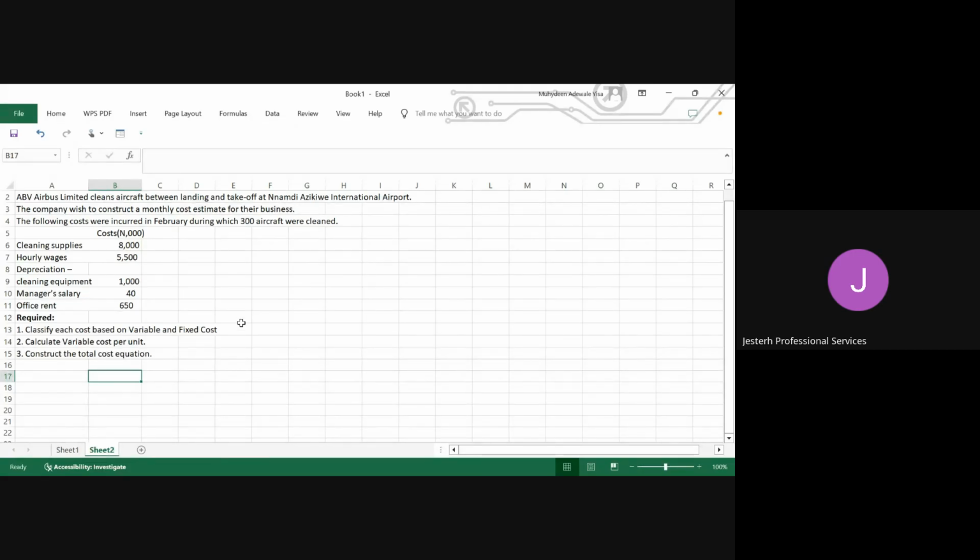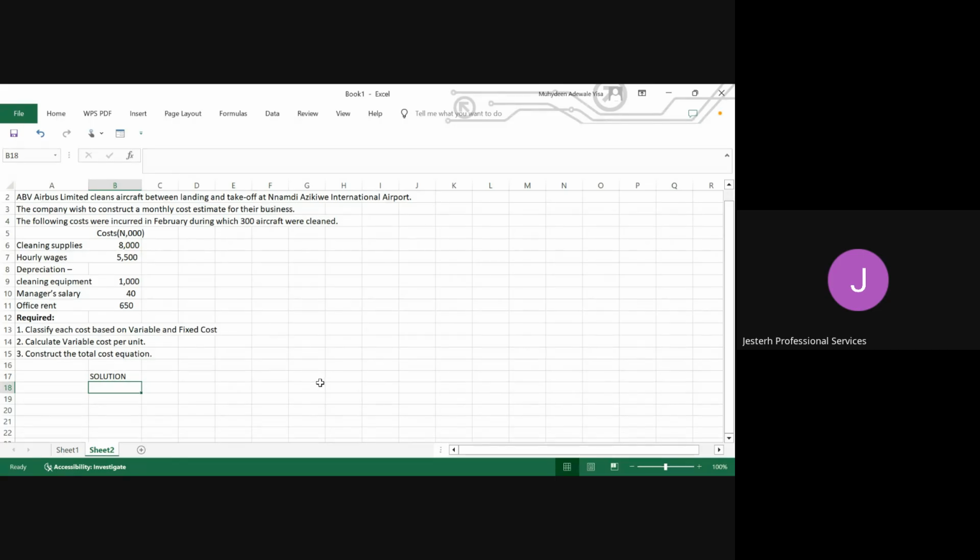Now, how are we going to do this? The number one thing is the requirement. Like I said, they'll always go to the requirement, please. Very important. Classify each cost based on variable and then fixed cost. Now, let's not waste time. Time is against us as well, so I need to be fast.